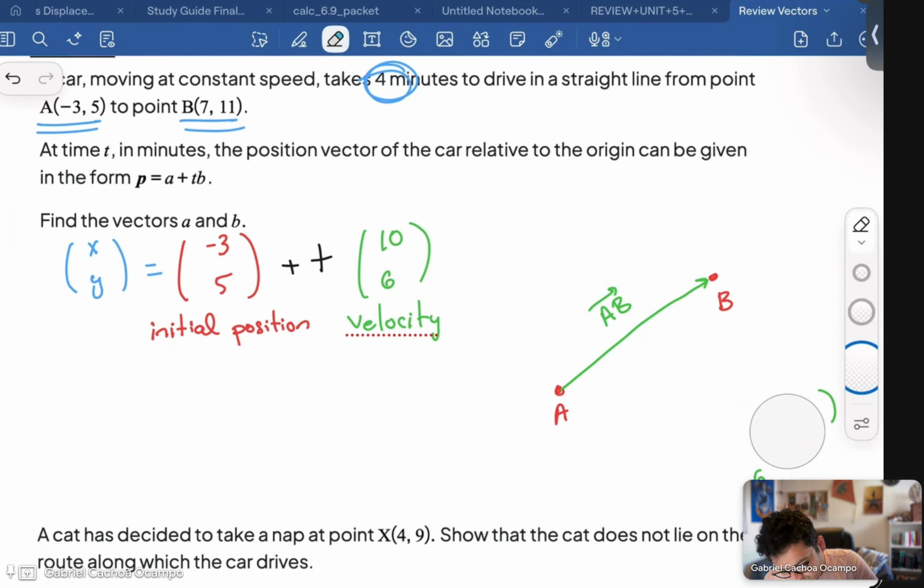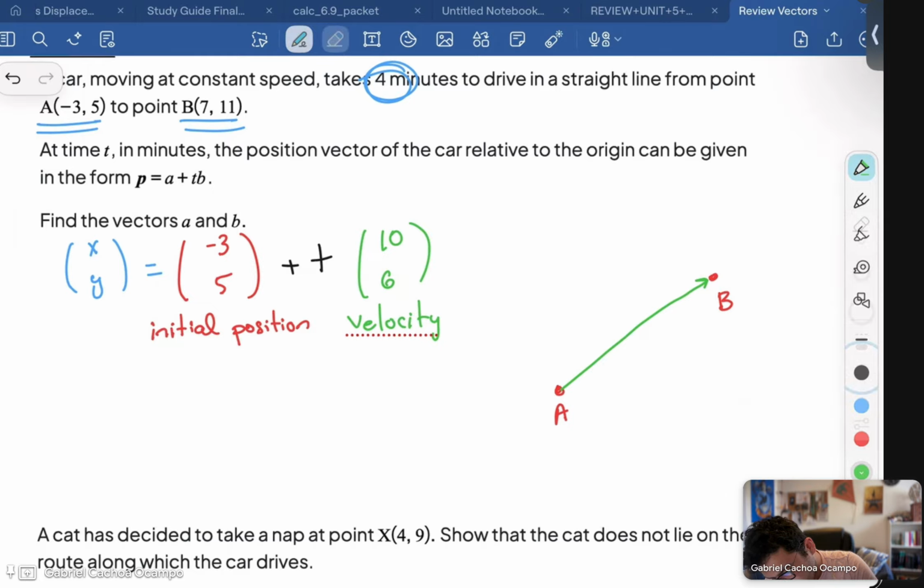Why? Because if I am following the line that takes me from A to B, when t equals 0, I am here in A, and after 1 minute, I am already standing here in B. You can confirm this if you plug in t equals 1 into this equation. It would be -3 plus 10, that is 7, and 5 plus 6, that is 11. So it only takes me 1 minute.